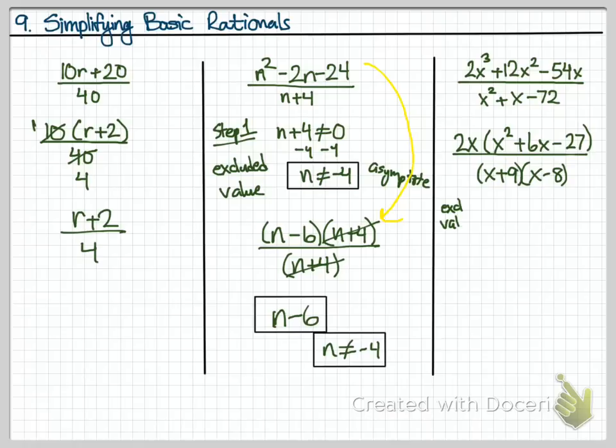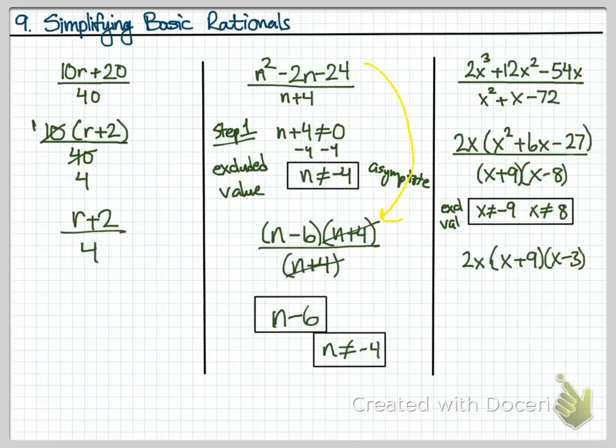Let's look for our excluded values. X cannot be negative 9, otherwise x plus 9 would become 0. X also cannot be 8, otherwise, 8 minus 8 would give you 0 as well, and you'd have another undefined scenario. So this actually has two asymptotes, or two excluded values. If you had to graph this, you would draw two dotted lines.